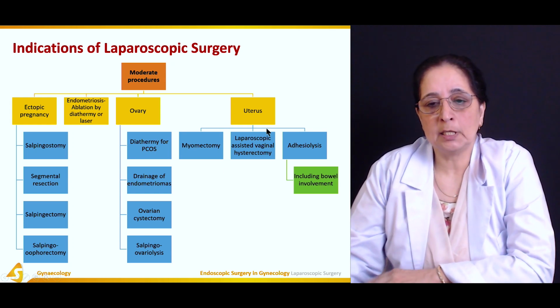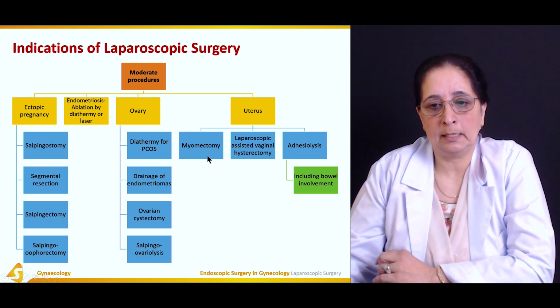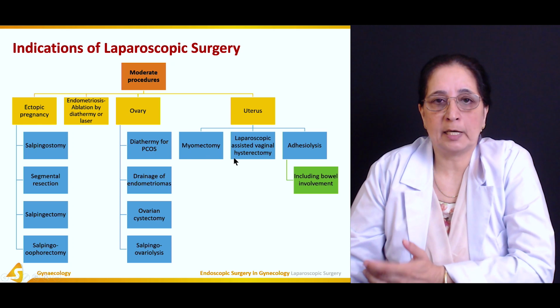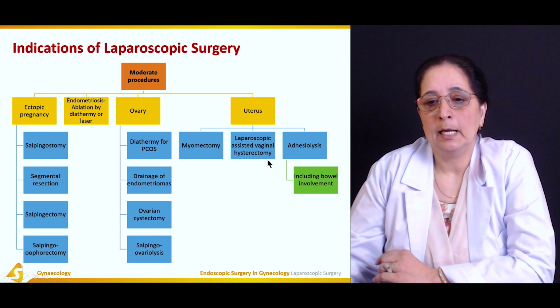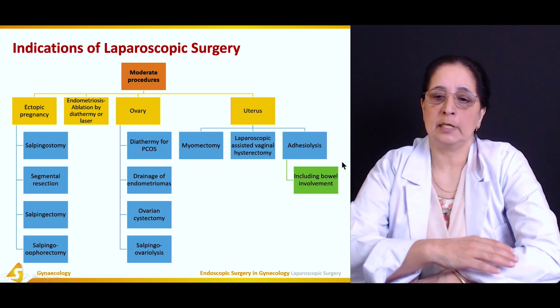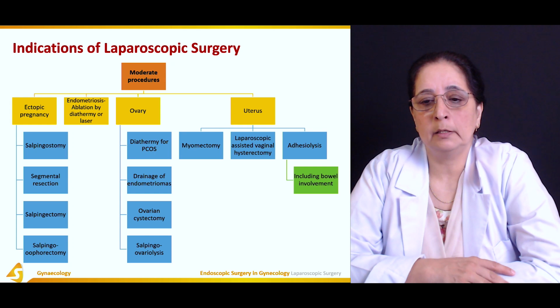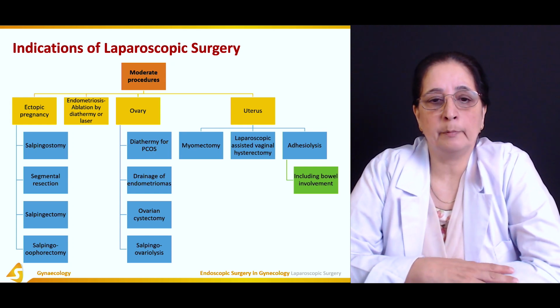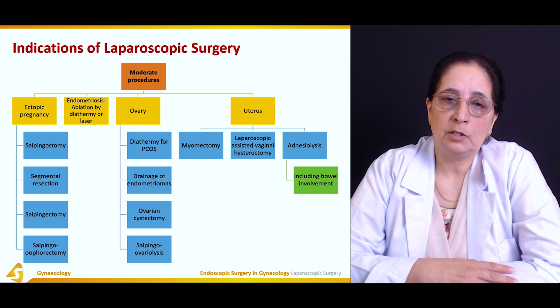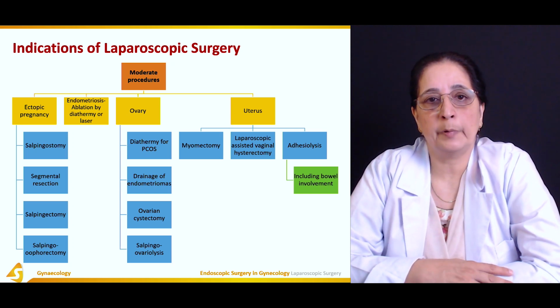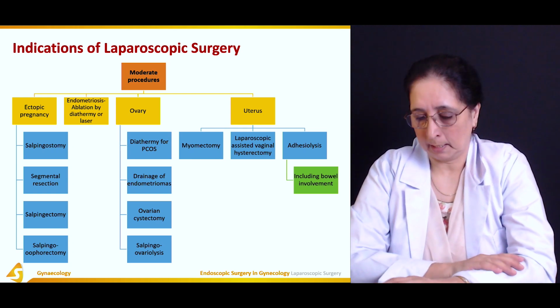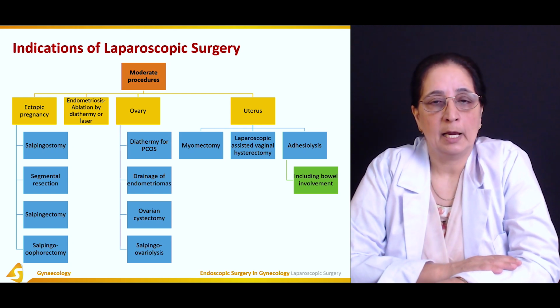In the uterus, myomectomy can be done, which is the removal of the muscle, and hysterectomy can be done, including vaginal hysterectomy, and adhesions can be removed. All these can be done by laparoscopic surgery. So a lot of procedures are performed by laparoscopic surgery in the ovaries, in the uterus, and if there is an ectopic pregnancy present.